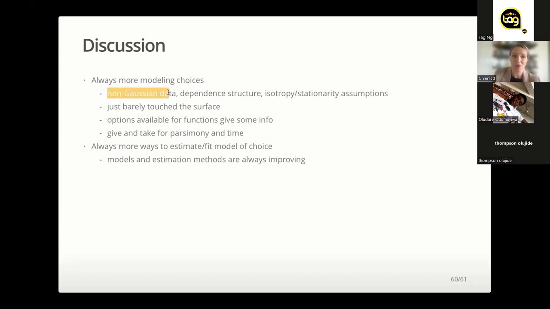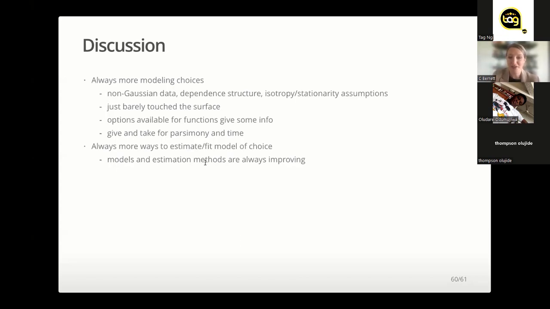And then there are always more modeling choices. We didn't talk at all about non-Gaussian data. I kept taking the log of the zinc because that was more symmetric and unimodal than the zinc measurements themselves. There are other types of dependence structures, other isotropy and non-stationarity assumptions. There are lots and lots of other packages out there that might work better for what you're trying to do, but that can be hard to figure out on your own. And then there's also this give and take between how simple the model is going to be, how fast the model is going to fit, and then how good it's going to be.